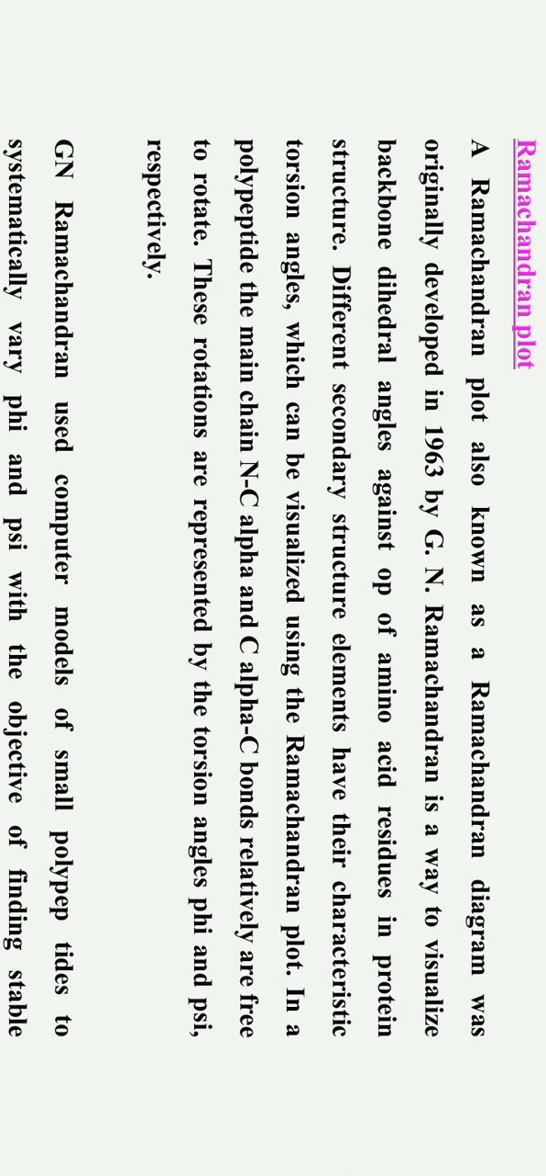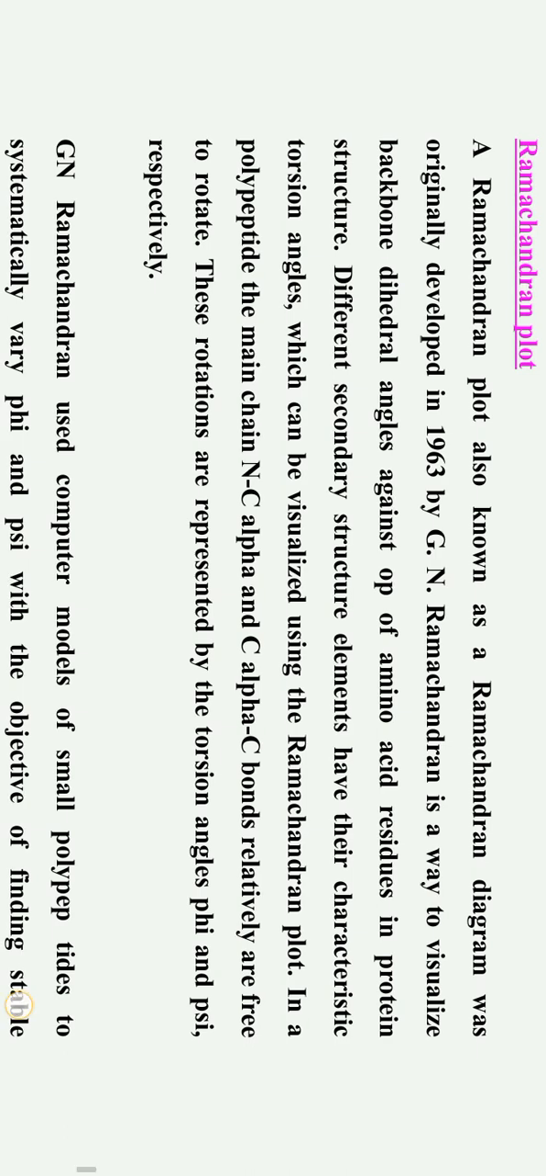A Ramachandran plot, also known as a Ramachandran diagram, was originally developed in 1963 by G. N. Ramachandran. It is a way to visualize backbone dihedral angles phi against psi of amino acid residues in protein structure. Different secondary structure elements have their characteristic torsion angles, which can be visualized using the Ramachandran plot. In a polypeptide, the main chain N-C alpha and C alpha-C bonds are relatively free to rotate. These rotations are represented by the torsion angles phi and psi respectively.